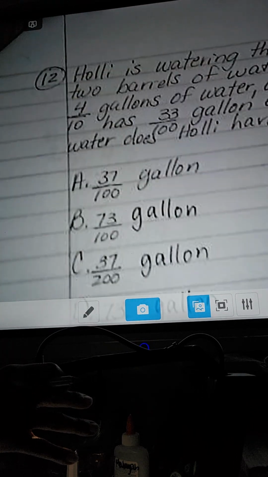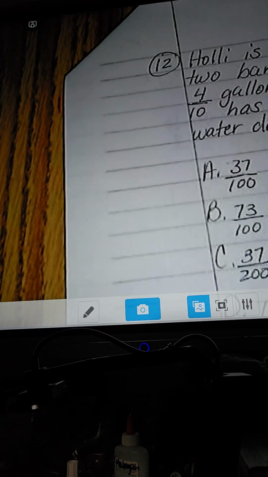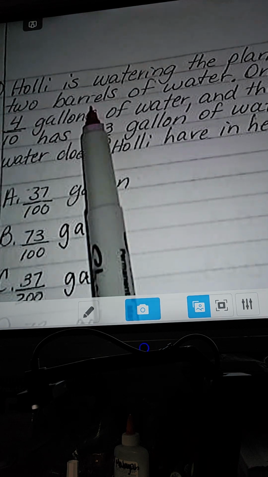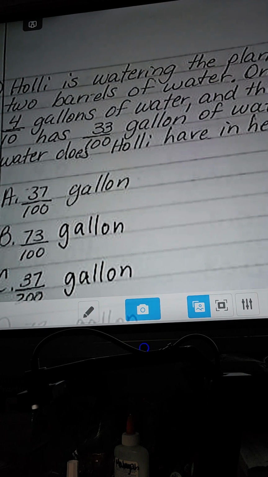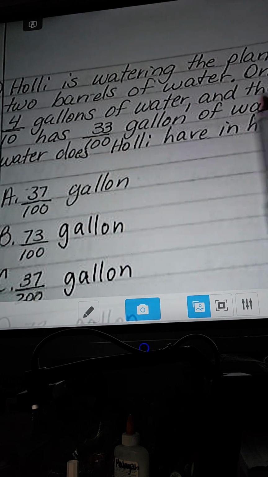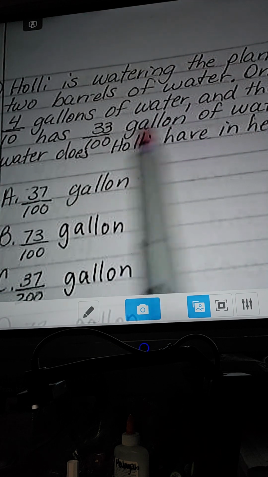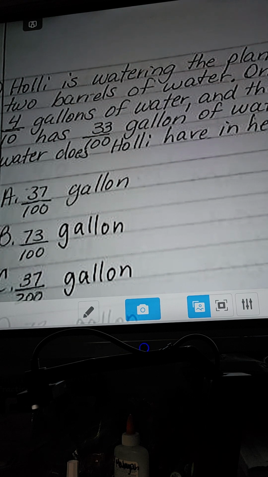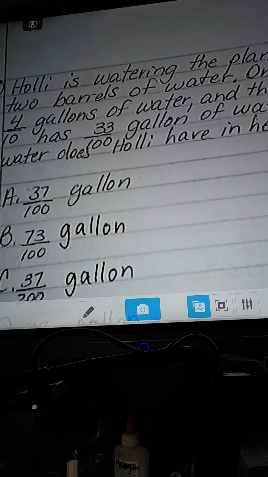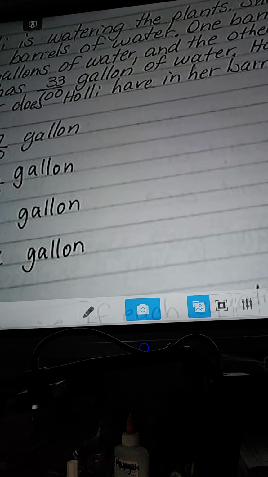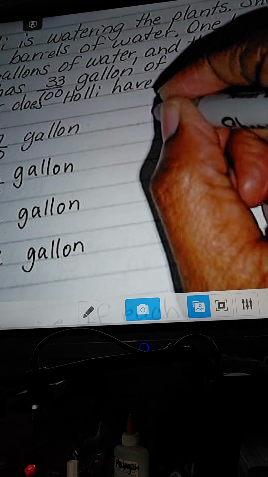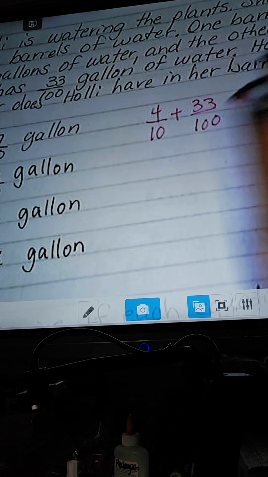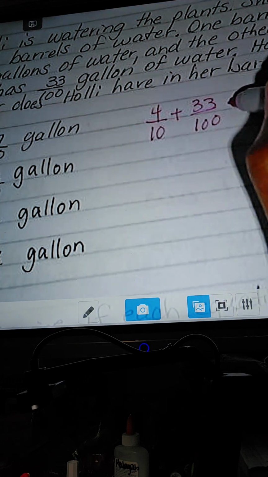Holly is watering the plants. She has 2 barrels of water. One barrel has 4/10 gallons of water, and the other barrel has 3/100 gallons of water. How much water does Holly have in her barrels in all? So what am I doing? Adding what? Adding 4/10 plus 3/100, which I know I can't add because my denominators are not the same.